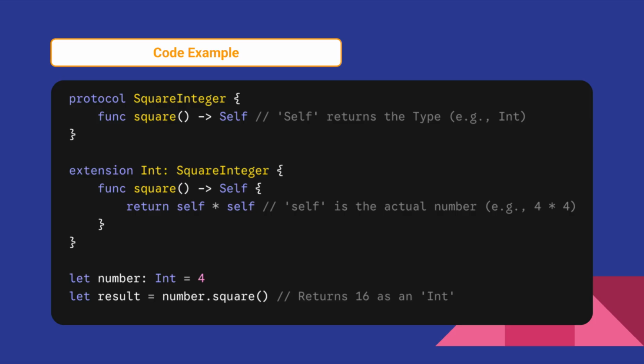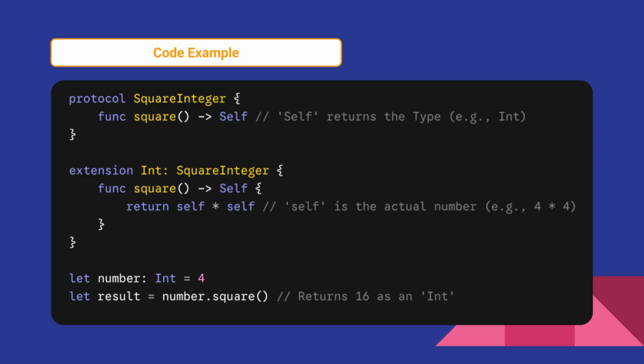Look at the square integer protocol at the top. The square function returns capital self. This tells the compiler, whatever type adopts this protocol, make sure it returns that exact same type. Now look at the extension below where int adopts the protocol. Inside the function body, we return lowercase self multiplied by self. Here, self represents the actual number we are operating on.